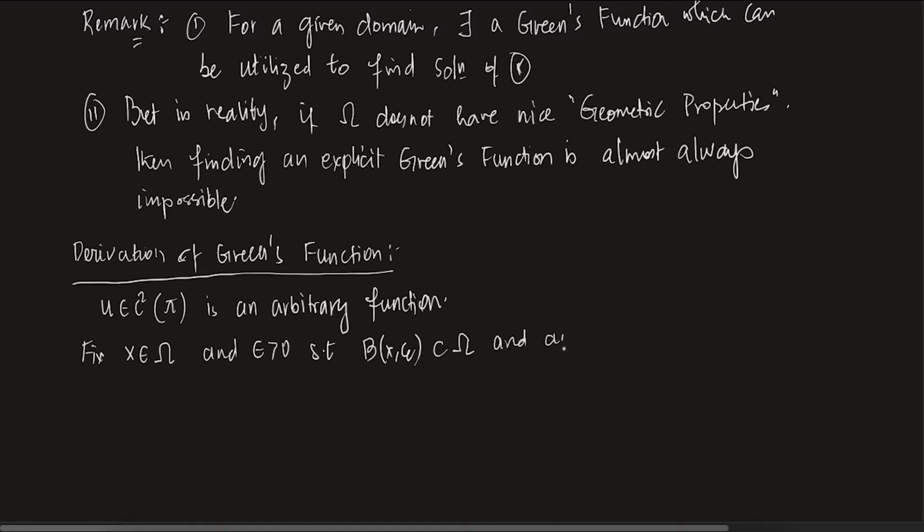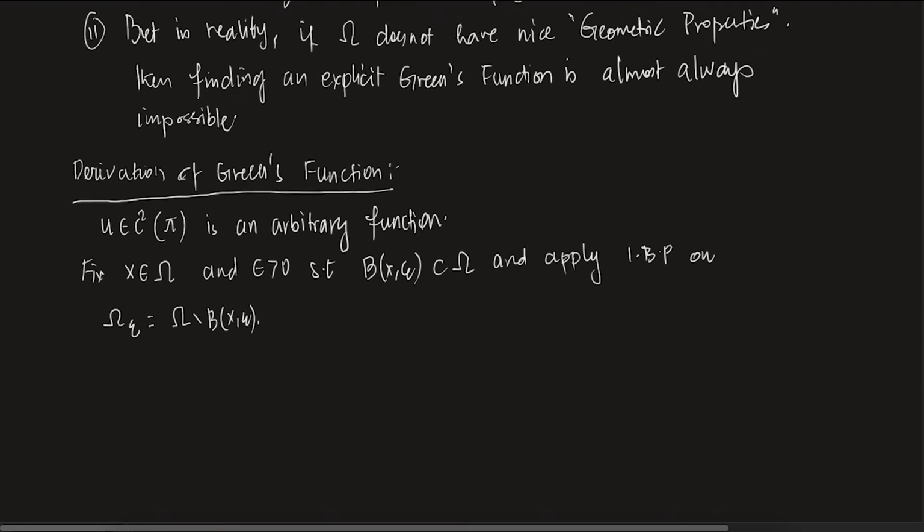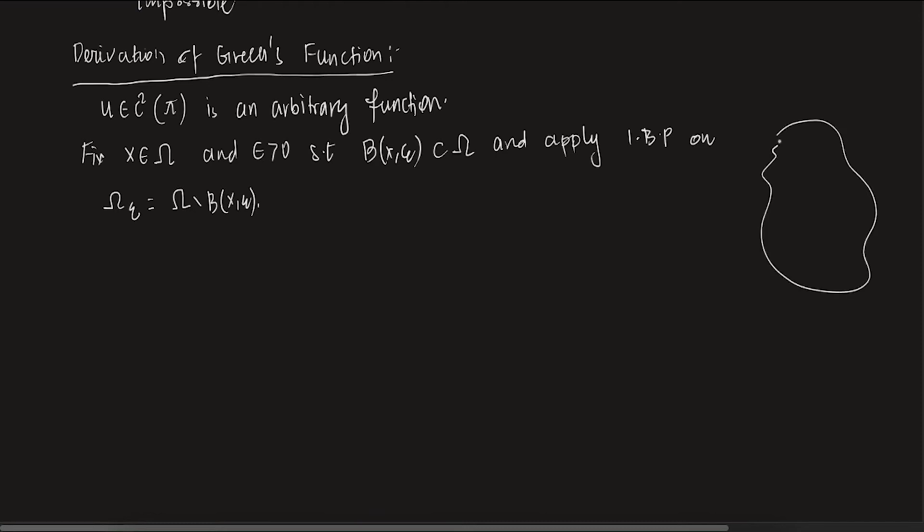And we apply integration by parts on, let's say we call it omega epsilon, which is omega minus B(x, epsilon). Why we are doing it, to be clear right now. Basically, let's say that's your omega, and that's a point x. Take a small neighborhood of x, the epsilon neighborhood. I'm just throwing this part out and this is your omega epsilon. So I want to work on omega epsilon right now.